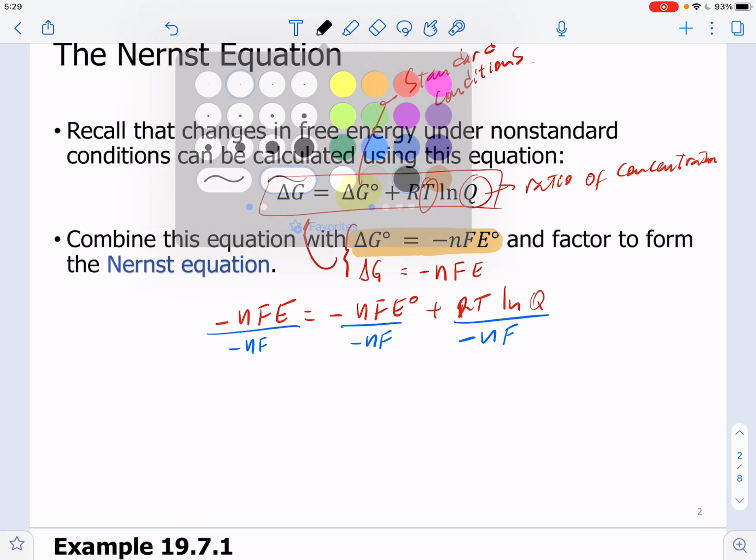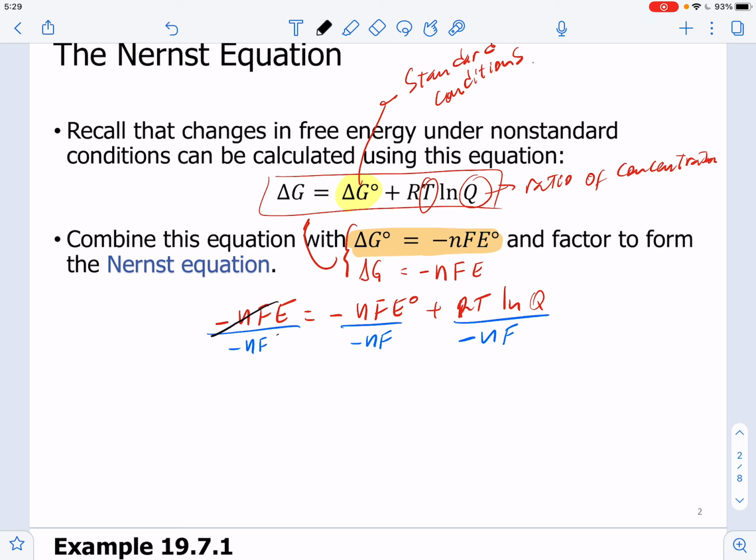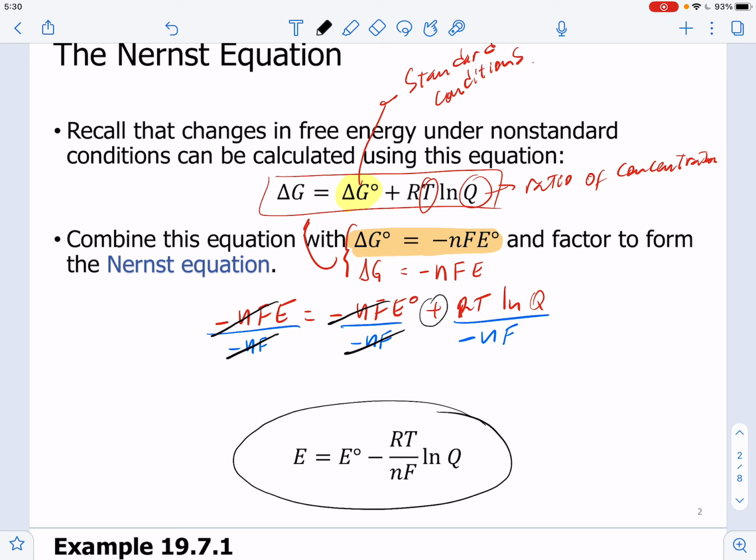And the result here is that we are going to cancel these terms, and now this sign becomes a negative sign, and what we end up with is the equation that we are actually going to use here. The potential for any given electrochemical cell at conditions different from standard is going to be equal to your standard potential minus, remember that minus comes from that multiplication there, minus RT divided by nF times the natural logarithm of Q.